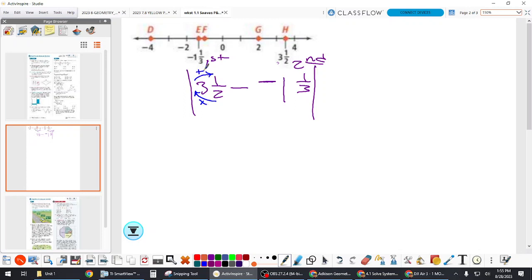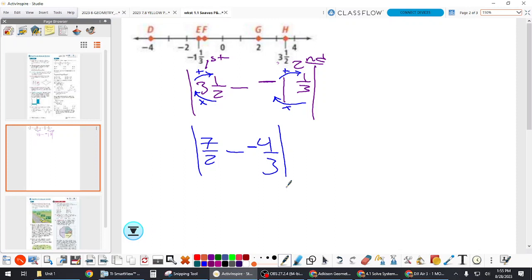If you haven't done this in a while, 2 times 3 plus 1. Okay, so this becomes 7/2. And then same thing over here, 3 times 1 plus 1. So 4/3. Make sure you keep the signs in there.